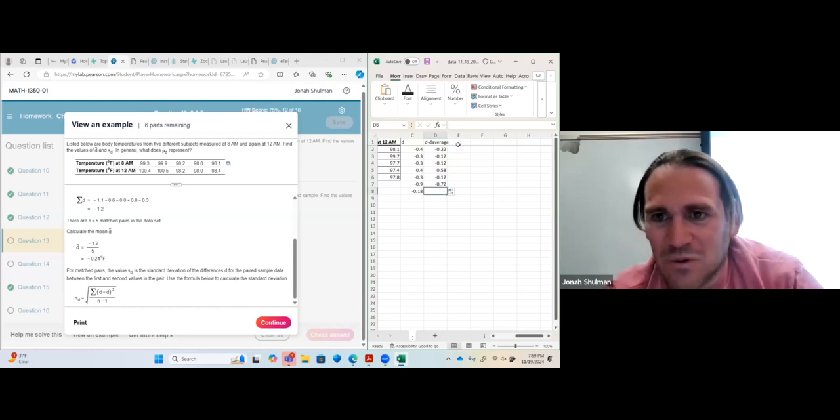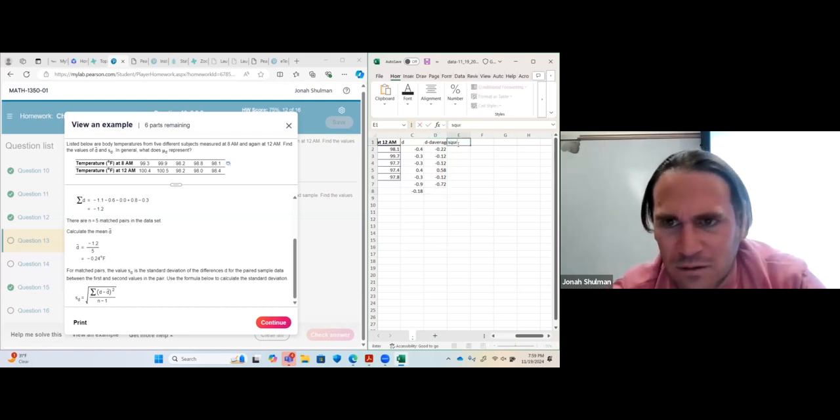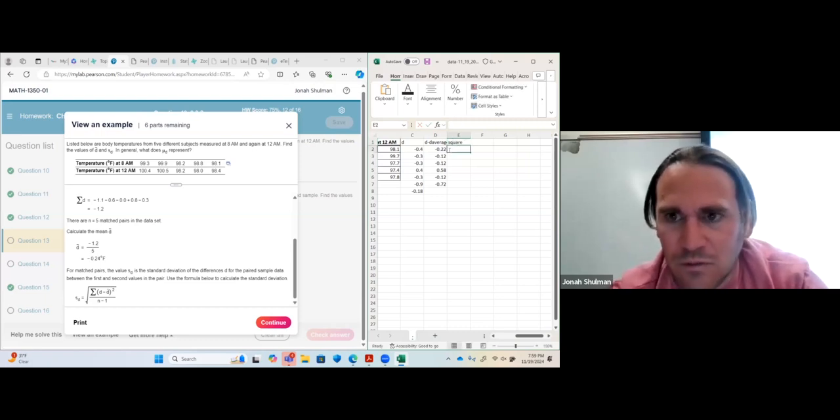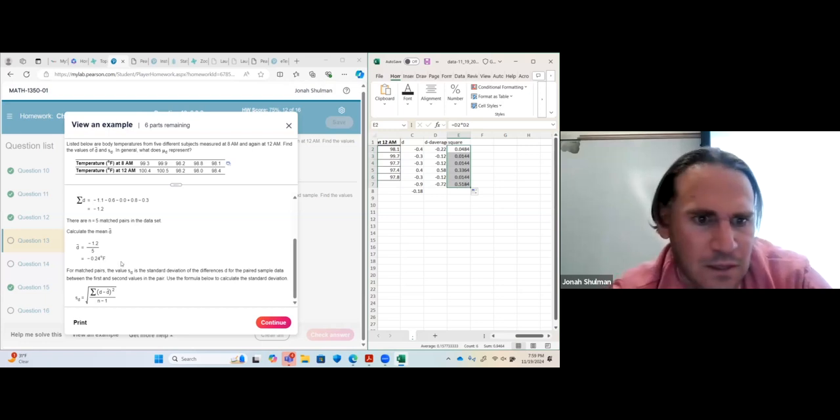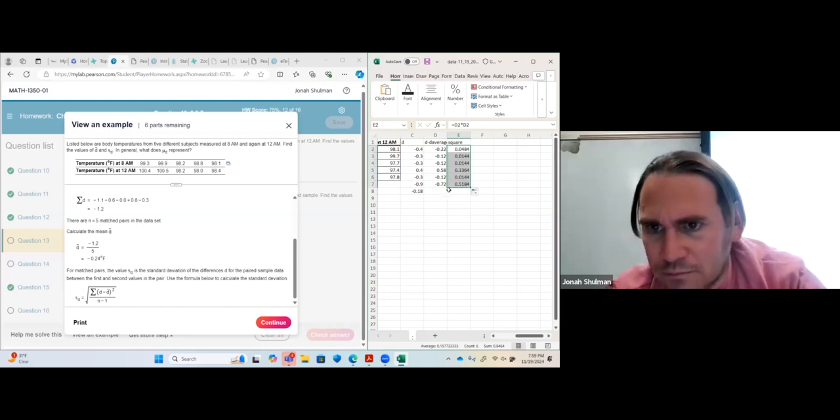All right, now I have to square them all. So square. We'll see if it actually works. Equals this times itself. Cool. And then I have to sum these all.